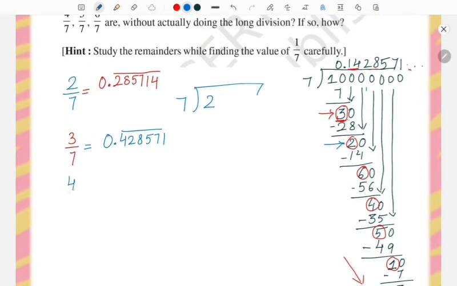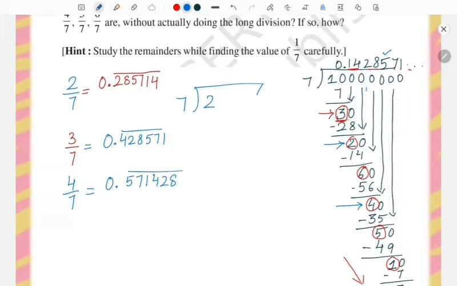Next we have 4 by 7. What do I have next? 4 by 7. 4 comes as a remainder here. What have I added in the quotient after the remainder came out to be 4? We added this 5, right? So it is going to start from here, from 5. So the decimal expansion would be 5, 7, 1, 4, 2, 8 with a bar.